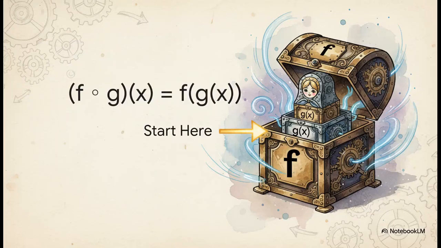That's it. So what does f of g of x actually tell us to do? Well, it translates to this, f of g of x, where the g of x is literally nested inside the f function. And this right here, this gives us our golden rule. You have to work from the inside out. Always solve the inner function first.